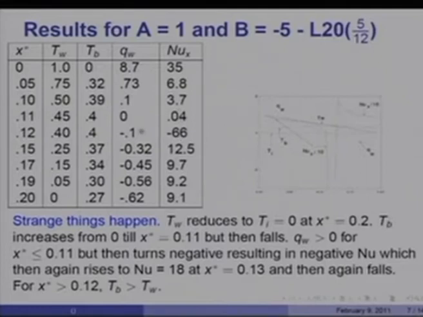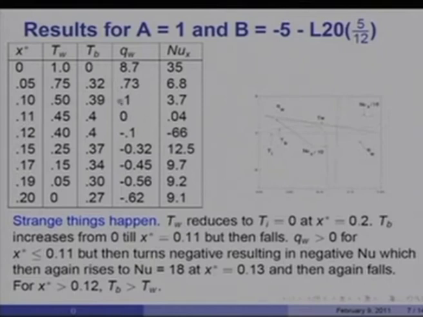So, this is a very interesting case of how T bulk overtakes T wall, and although Q wall is negative, you still get Nusselt number positive. So, this positive Nusselt number is for negative heat transfer, this positive Nusselt number is for positive heat transfer into the fluid, and at this point you get negative heat transfer with negative Nusselt number. So, indeed very strange things can happen.